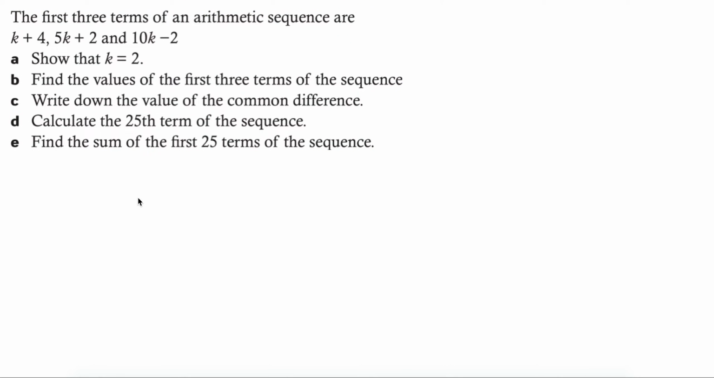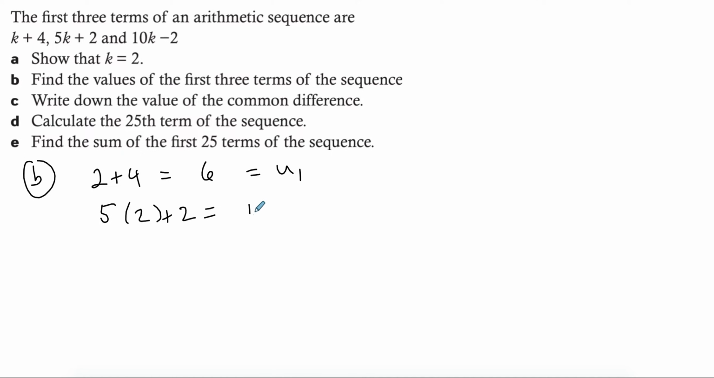So for the next part, and this is where you're going to see that you actually didn't need part A. Find the values of the first 3 terms of the sequence, which means, well, if I know k equals 2, this is the first term, second term, third term, let me just substitute the numbers in there. So I'm just going to go 2 plus 4, so 6, that's U1. And then 5 times 2 plus 2, so that's 10 plus 2, so 12, that's U2. And then 10 times 2 minus 2, so that's 20 minus 2, which is 18, so that's U3. So we found the first 3 terms.